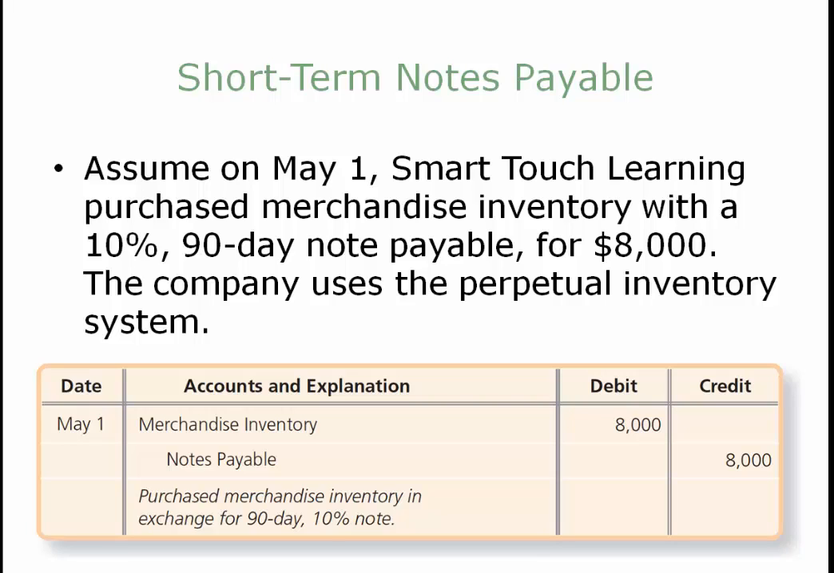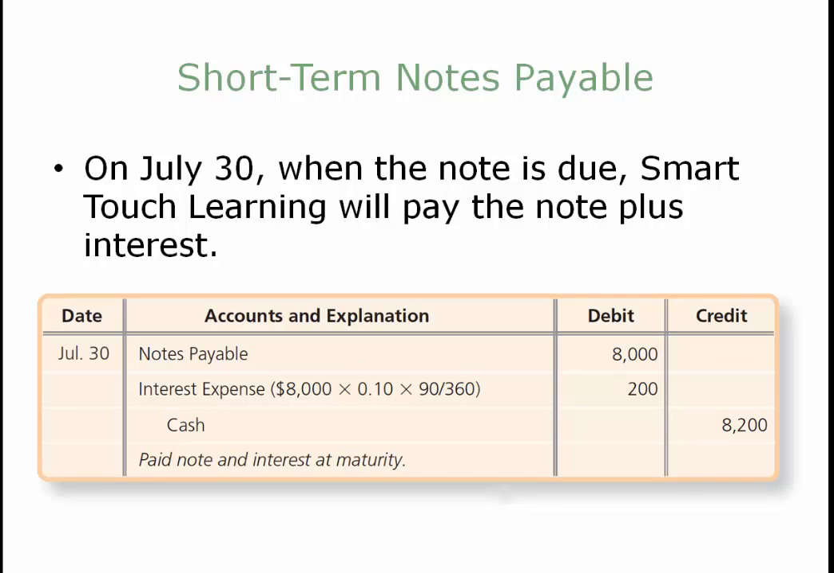Now, this next one is a short-term note payable, where Smart Touch bought some computers and they put them in their inventory for $8,000, and they took out a 10% note, a 90-day 10% note. So this is a short-term note, and the reason they do that is they may be turning around and they're going to resell these immediately. And they're using a perpetual inventory system, so that's why you see them debiting merchandise inventory. They debit merchandise inventory for $8,000 and they credit notes payable.